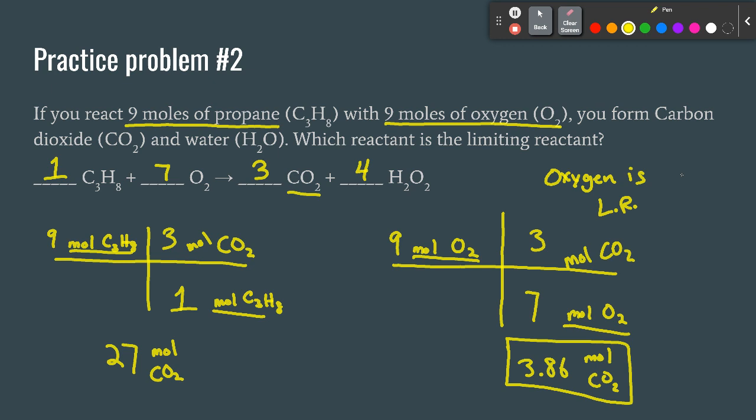I hope that's making sense to you guys. I've got one more stoichiometry practice problem for you. Then we're going to change gears and do a couple of particle diagrams before we finish up.